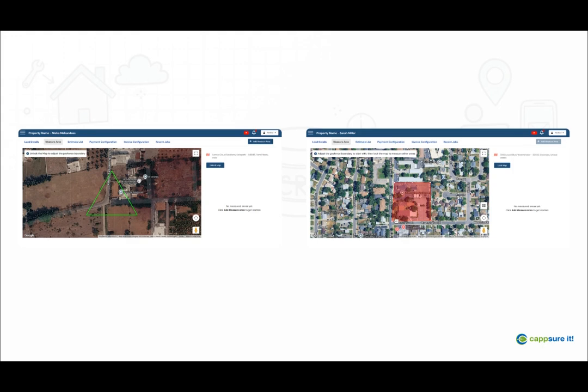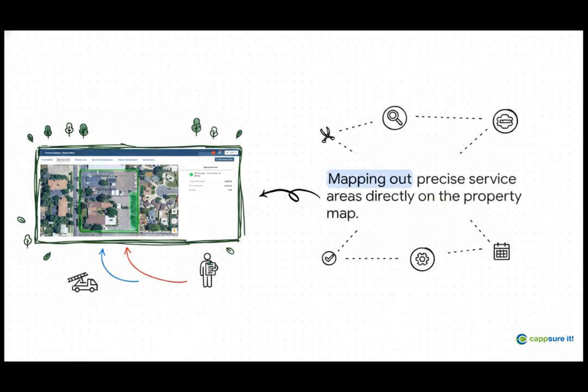Notice how intuitively you can manipulate that unlocked green boundary to perfectly outline a client's property. Once you've got those borders set, just lock it in. This creates a secure red geofenced area, giving you a highly accurate digital canvas to really start building out the job.